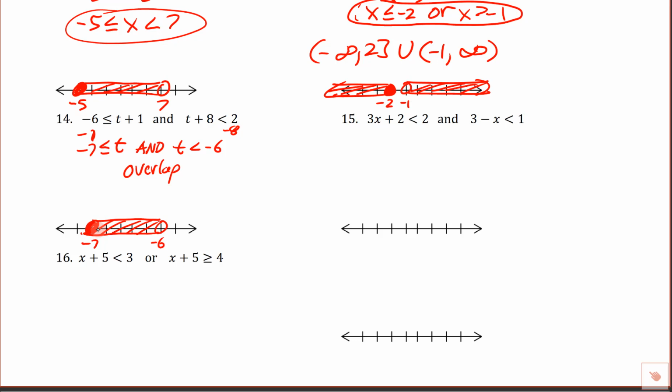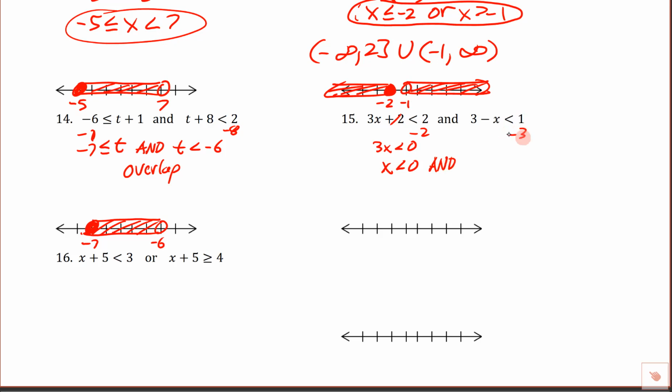All right, let's take a look at this one. We're going to subtract 2. That's going to give me 3x less than 0, which is going to be x is less than 0. And again, I kind of like capitalizing and, just to remind me, I've got to make sure that both of these are true at the same time.